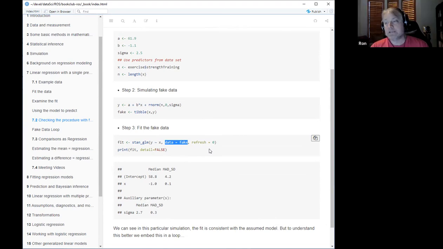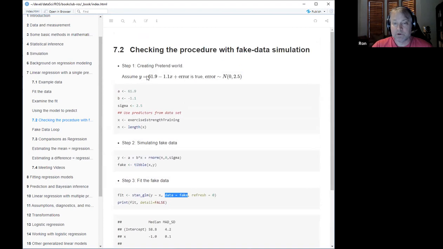You can use whatever you want. I just happen to use what we fit to, right? 61.9 is what we fit to. So I'm assuming this is the real, in the pretend world, we're assuming we know the intercept is exactly 61.9. I could have put 62, I could put anything in. And we're assuming we know that the slope is exactly 1.1. All right, that's the truth. Unlike in the real world, we don't know the truth. In the fake world, we do. And that's the advantage of the fake data simulation.